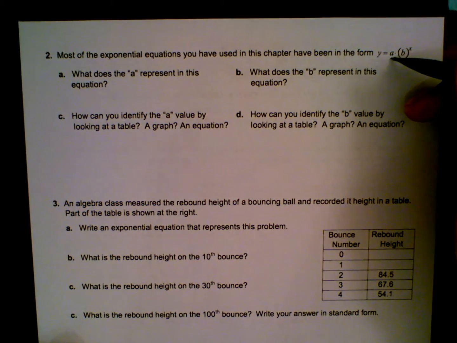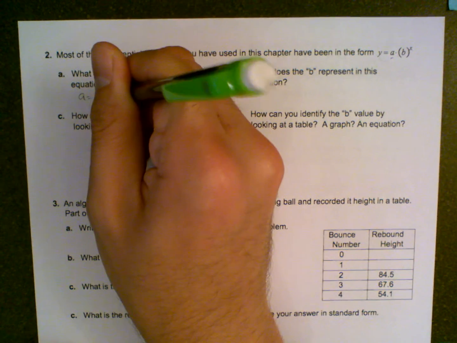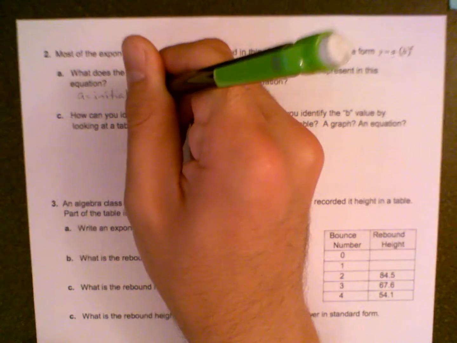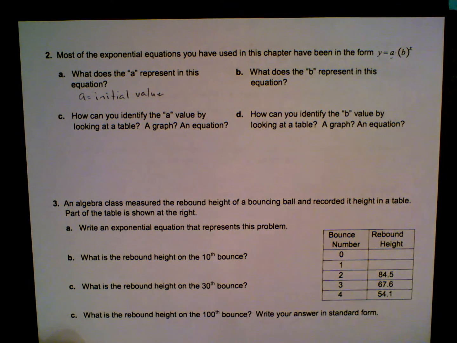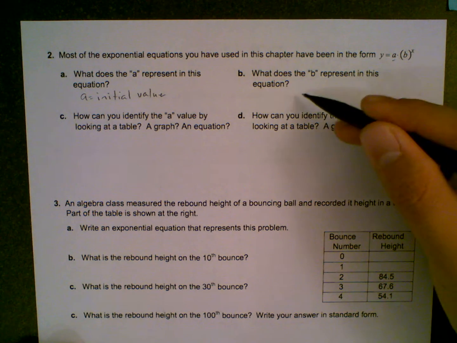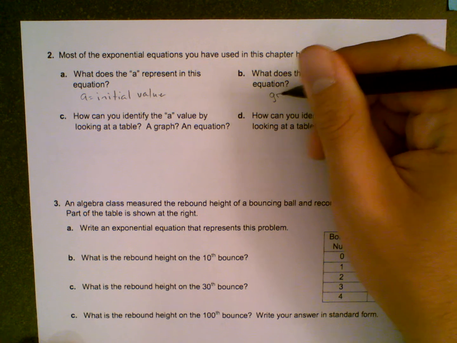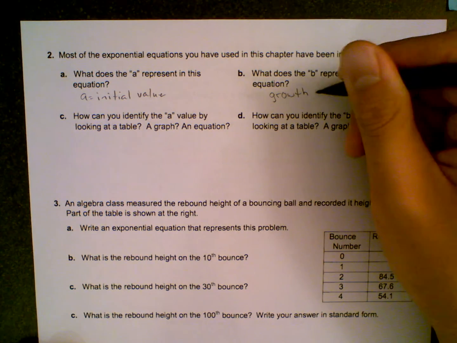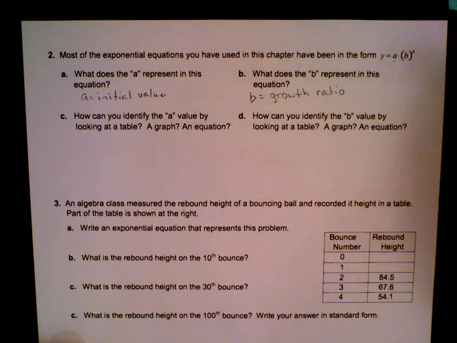So the number that's in front of that parenthesis, what was that always? A was always our initial value. So earlier in the week, it was the amount of rabbits we started with. Today, it was that initial height of the bridge. What does the b represent in this equation? My b is my growth ratio. So my b equals that growth ratio.